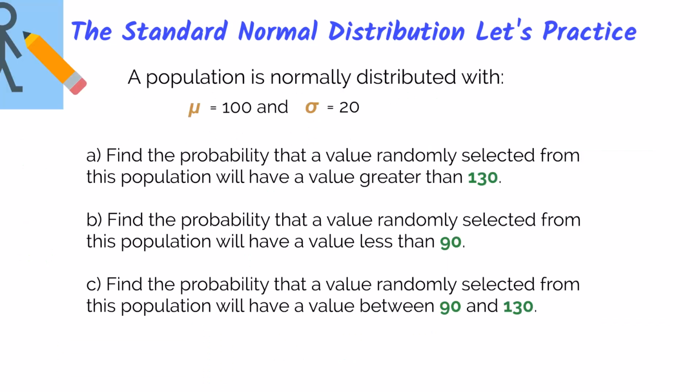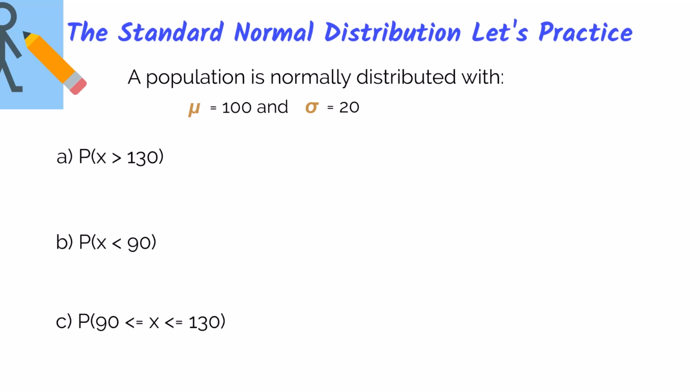Let's go ahead and wrap this up with another practice problem. So assume a population is normally distributed with a mean of 100 and a standard deviation of 20. We're going to work with three different scenarios. So in part A, we're looking for the probability for a value greater than 130. Then in part B, we're looking for the probability that the value is less than 90. And then in part C, we're looking for between 90 and 130. So since the steps here are like the previous example, we're going to set all these up on one slide.